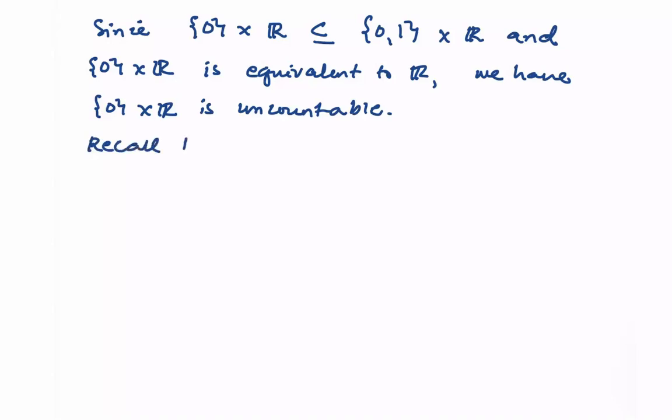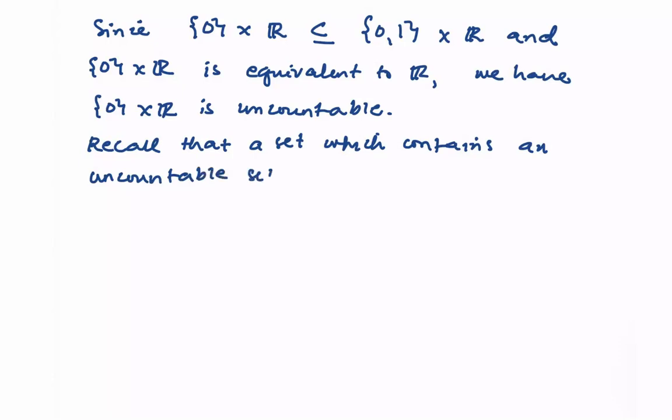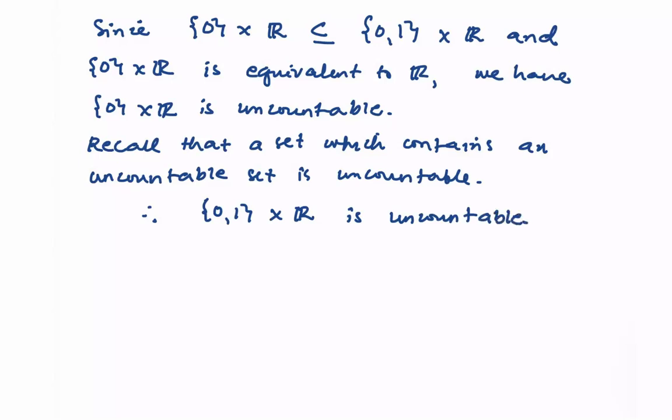Recall that a set which contains an uncountable set is uncountable. So therefore, (0, 1) cross R is uncountable.